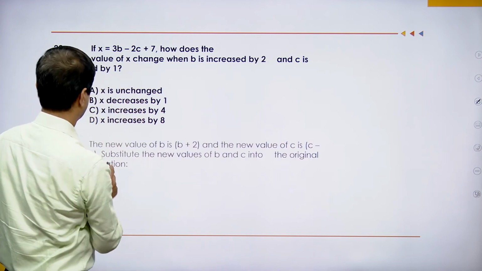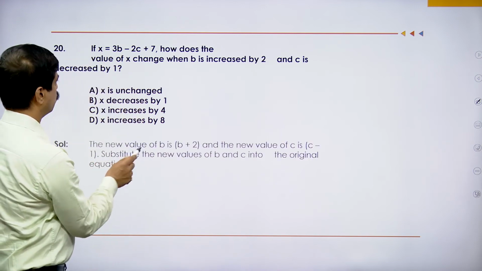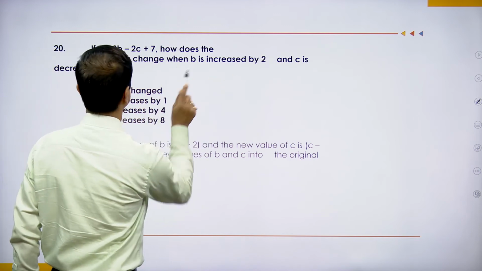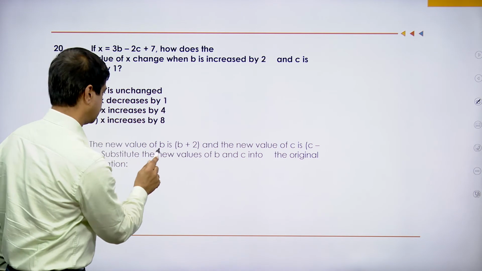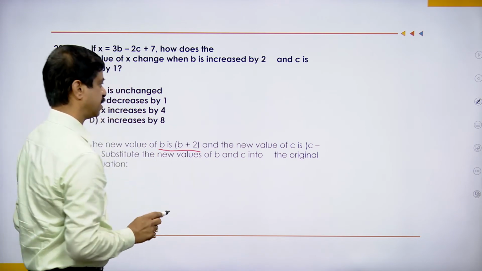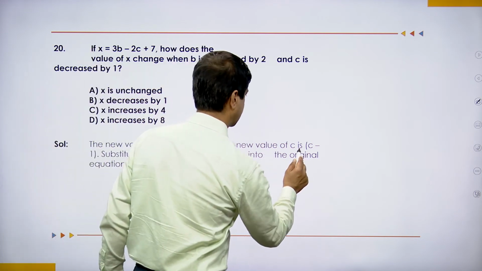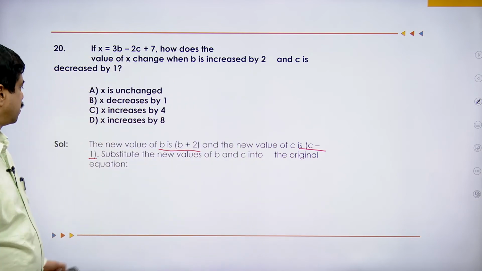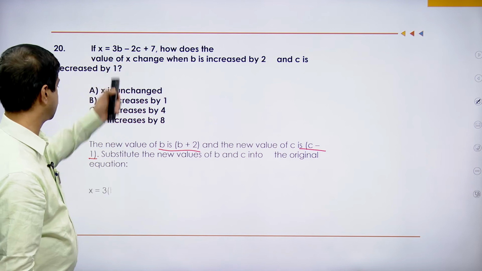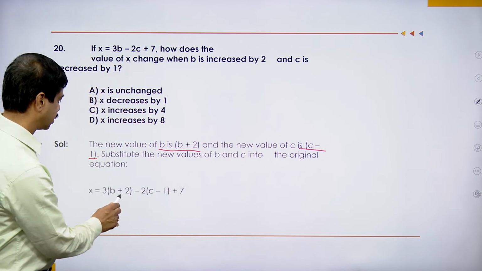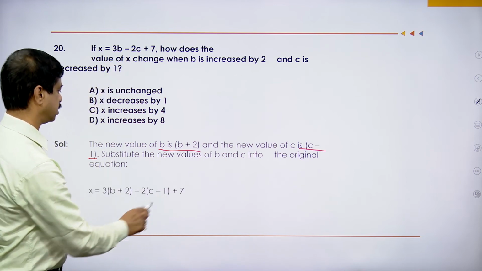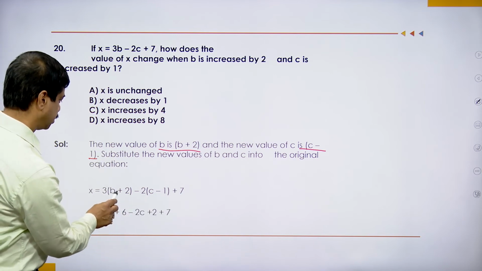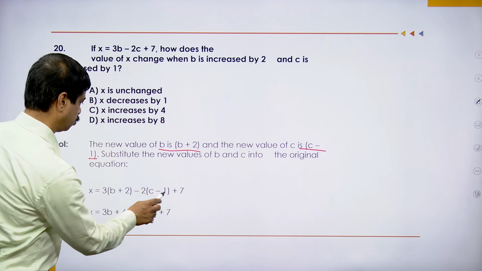So look at this. So new value of b is increased. So b becomes b plus 2. C becomes c minus 1. That's what we have mentioned. Substitute these values of b and c in the original equation. So x equal 3 into b plus 2 minus 2 into c minus 1 plus 7. So 3b minus 2c plus 6 plus 2 plus 7.